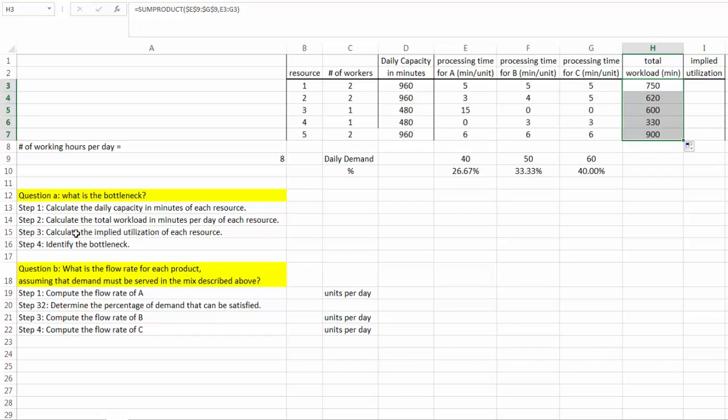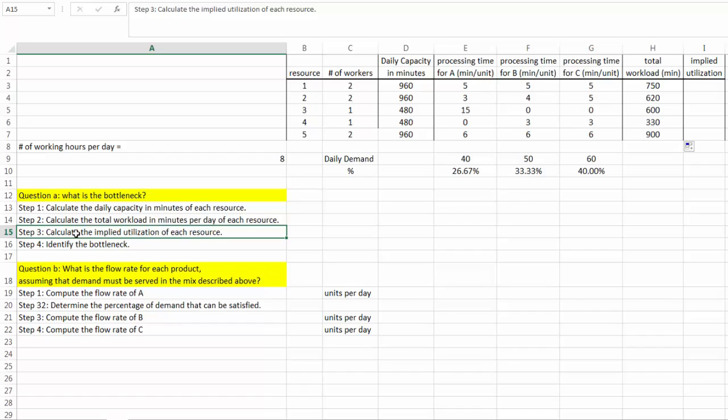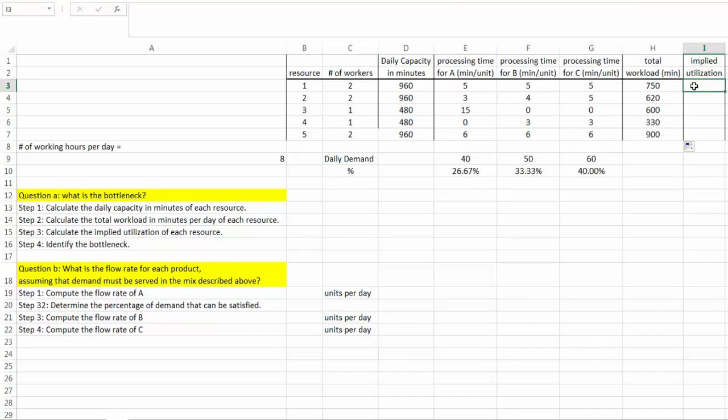All right, next in step number 3, we're going to calculate the implied utilization of each resource. Because that implied utilization is equal to demand rate divided by capacity. And what's our demand rate? In our case, it is nothing but the total workload. So to find implied utilization of resource 1, it is going to be equal to total workload at resource 1, 750, divided by daily capacity at resource 1, 960. And the implied utilization is equal to 78.125%. Once again, I'm going to copy and paste the formula to find the implied utilization of all the other four resources.